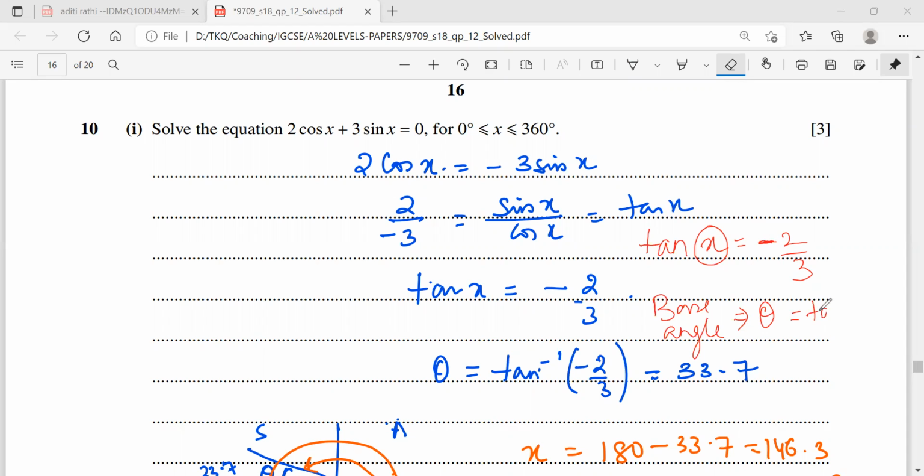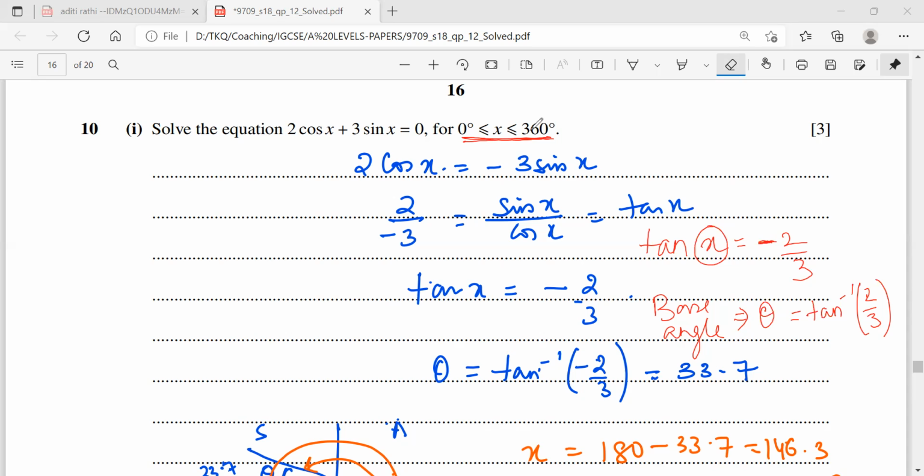So you get tan inverse of 2/3. Can you tell me on your calculator, what do you get for tan inverse of 2/3? You can give me the answer either in degrees or in gradients, or radians. But I would suggest that you find out in degrees because the question is in degrees.